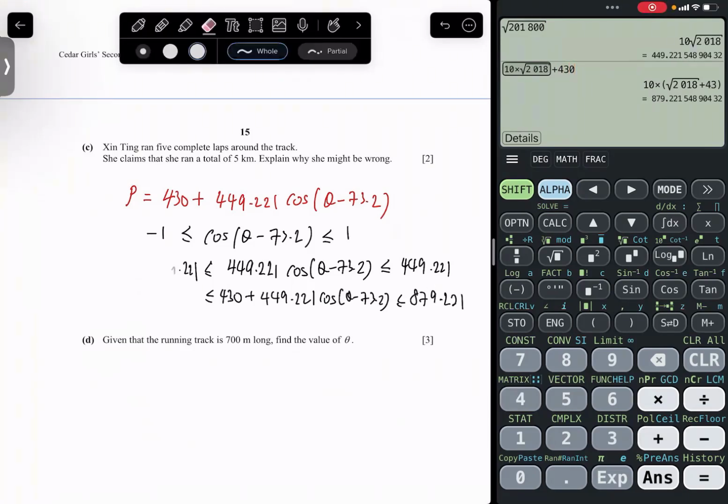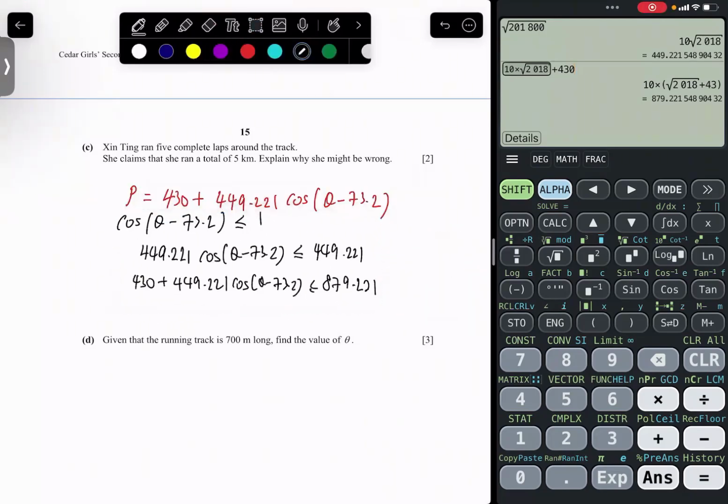So actually, let's remove the negative signs because the perimeter cannot be negative. Then this explanation will make much more sense. So 5 times 879.221 is less than 5,000 meters. Therefore, Sing King is wrong. Not maybe wrong, she is definitely wrong.